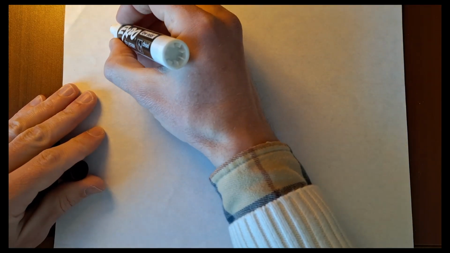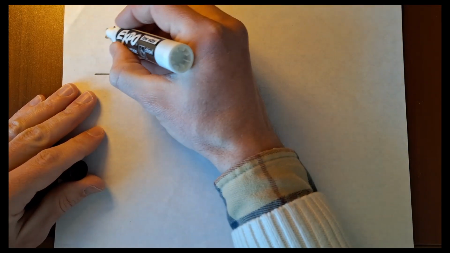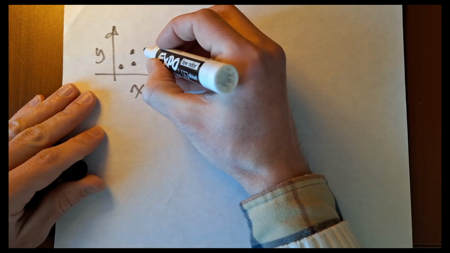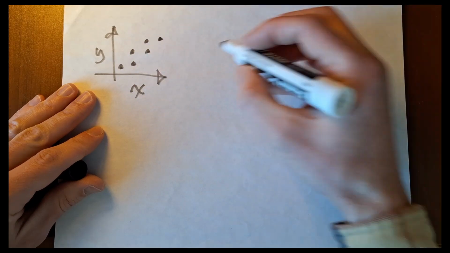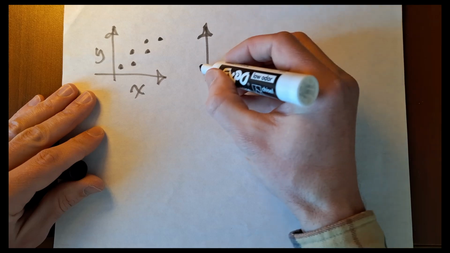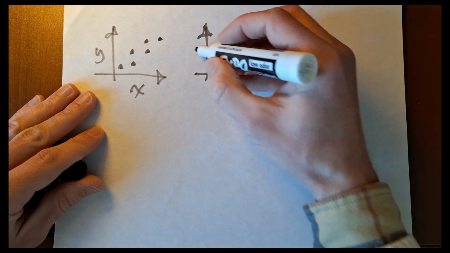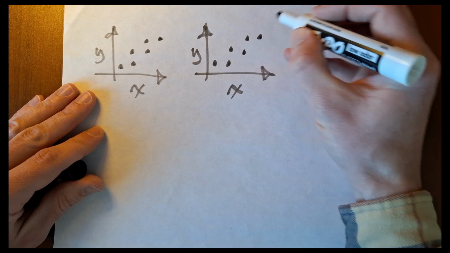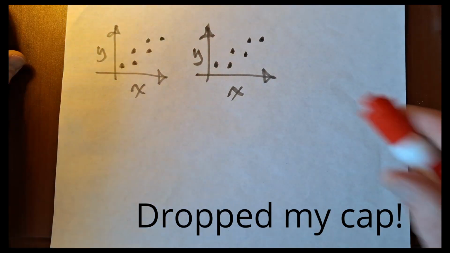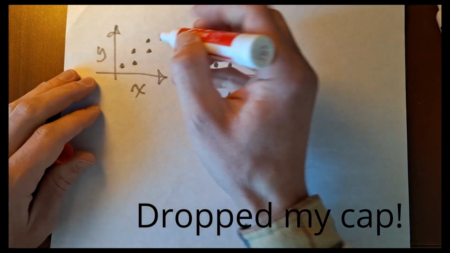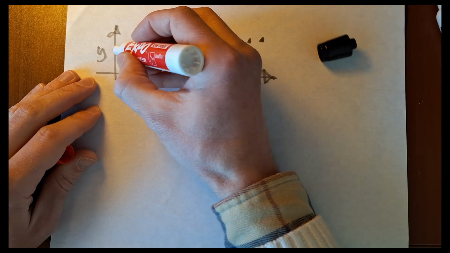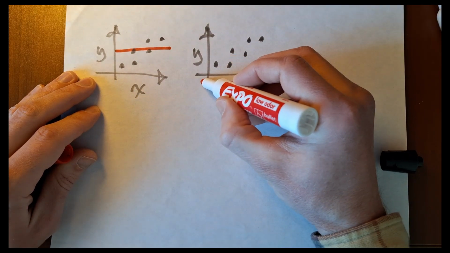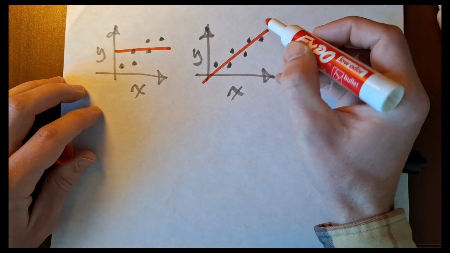Let's say we've got some data set where we've got a y variable and an x variable, and it looks something like this. I'm going to draw a second copy of it right here. Now, let's say that we think the y variable is not related to the x variable. It's just a constant, and then we've got our competing idea where the y variable is a function of our x variable.